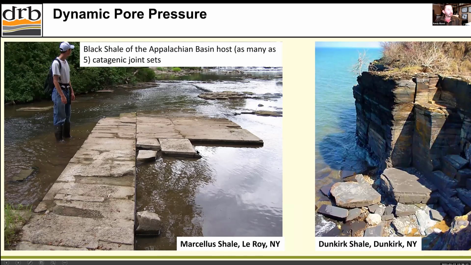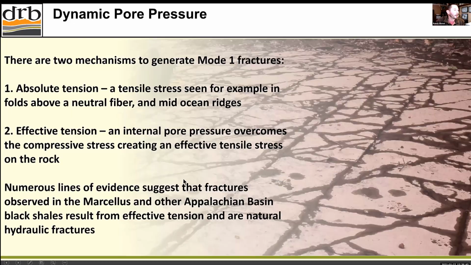So the third part of this I want to talk about and spend some time on is the fractures in the system, and what I've started to call a dynamic pore pressure gradient. Within the Appalachian Basin, there are as many as 5 different mode 1 catagenic joint sets within the black shale. And here are some examples. This is in the Marcellus. There are some examples from the Dunkirk Shale here where you can see this. But all of these black shales in the Appalachian Basin carry these joint sets.